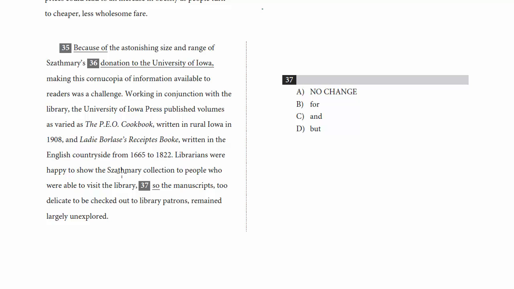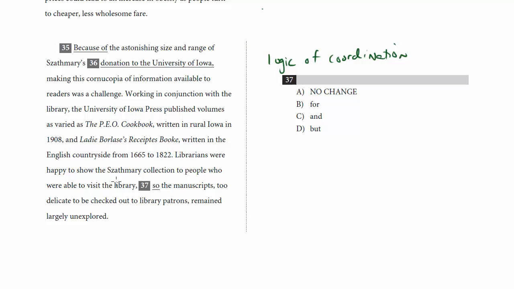Librarians were happy to show the Subordinary collection to people who were able to visit the library, comma, so the manuscripts, too delicate to be checked out to library patrons, remained largely unexplored. The grammar of the sentence is okay. The coordination of the sentence, connecting two sentences with a comma and a conjunction, is totally fine. The issue, though, is in the logic of the coordination. In other words, the logic of using the conjunction so here. Because we want to show, ultimately, contrast.